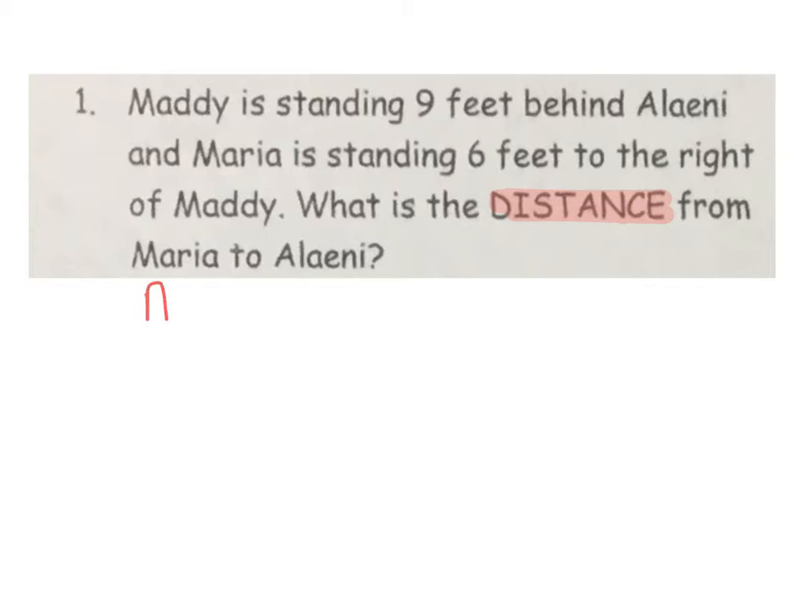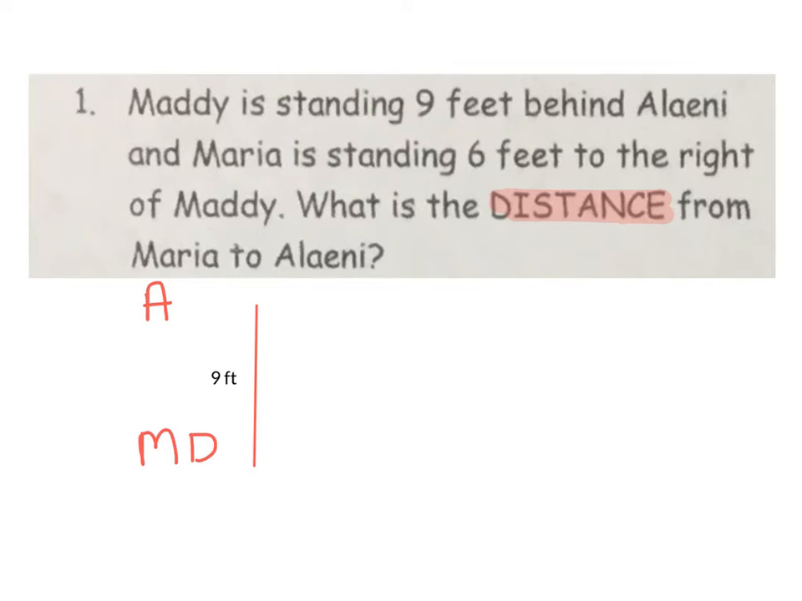I'm just going to put an A for Eleni, and then MD for Maddie. So she's standing 9 feet behind, like that. We'll label that 9 feet. Now it says Maria is standing 6 feet to the right of Maddie. So Maria is standing 6 feet to the right of Maddie.